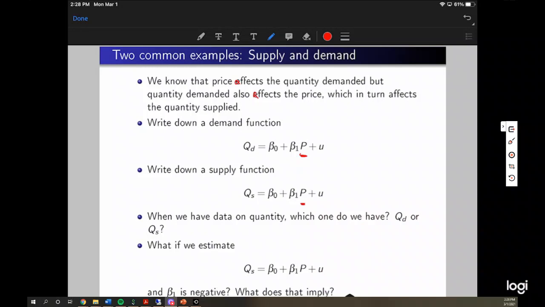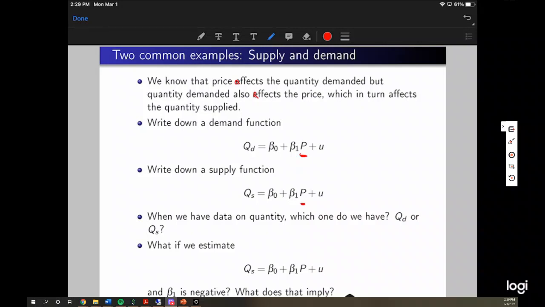When we have data on quantity, which one do we have? We don't know, right? If we just collect data, we don't know if we have data on the quantity demanded or the quantity supplied. And in practice, we get equilibrium data. We get the quantity that turned out to clear in the market. And so we have both.